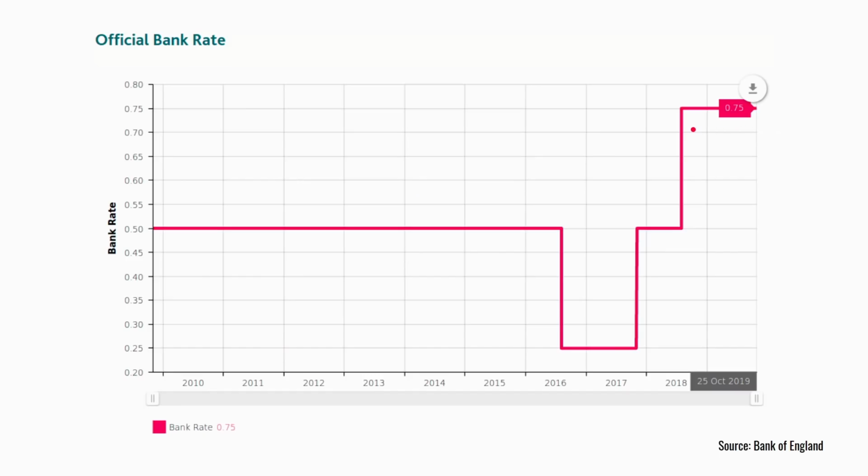The Bank of England, on the other hand, has not cut its interest rate. Its official bank rate is still 0.75%. Although if financial conditions start to deteriorate after Brexit, they may have to cut interest rates in order to stimulate the economy. But they have said that cutting interest rates after Brexit is not a foregone conclusion.